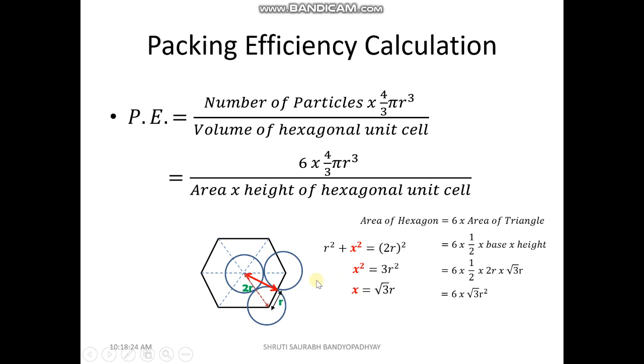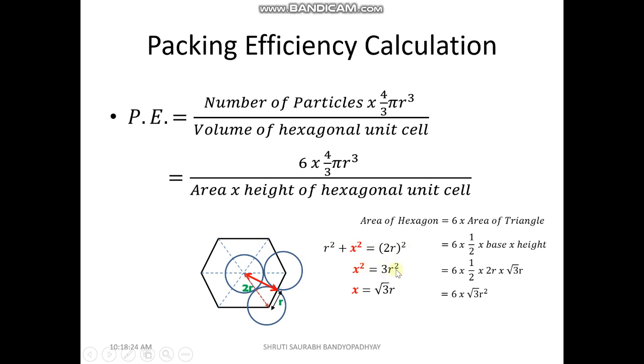Here the base is r, and we have to find out the length of the perpendicular, that is x. Suppose the red line stands for x. Okay, so this is 2r and this is r, and this one is unknown. So r square plus x square is equal to 2r square. Solving this, we get x square equal to 3r square. Why? Because this is 4r square, this is r square. 4r square minus r square is equal to 3r square.